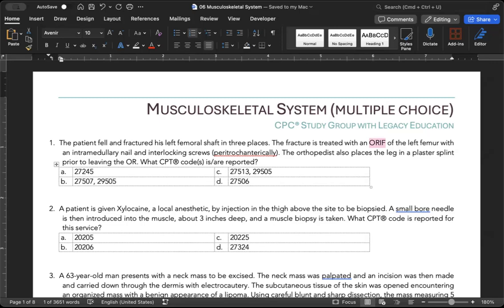So 29505 is an application of a long leg splint, which is thigh to ankle or toes. While we did place the leg in a plaster splint, we need to remember that if we do a treatment, then that initial casting or strapping is included. If you don't remember that, look at your guidelines at the very beginning of the application of cast and strapping. If you have the 2024 manual, it's on page 200.